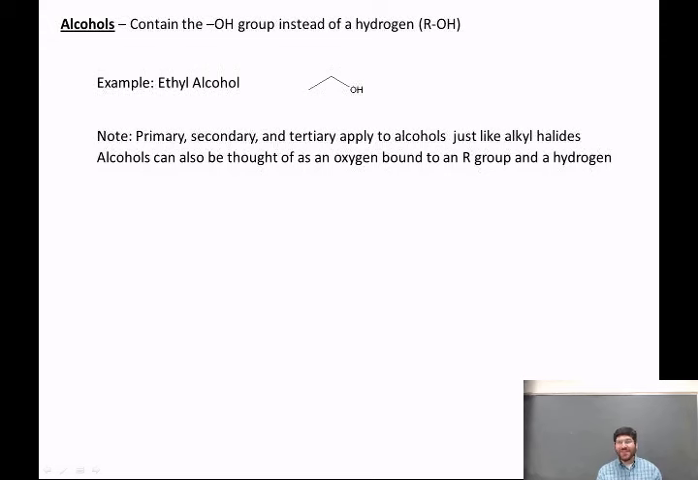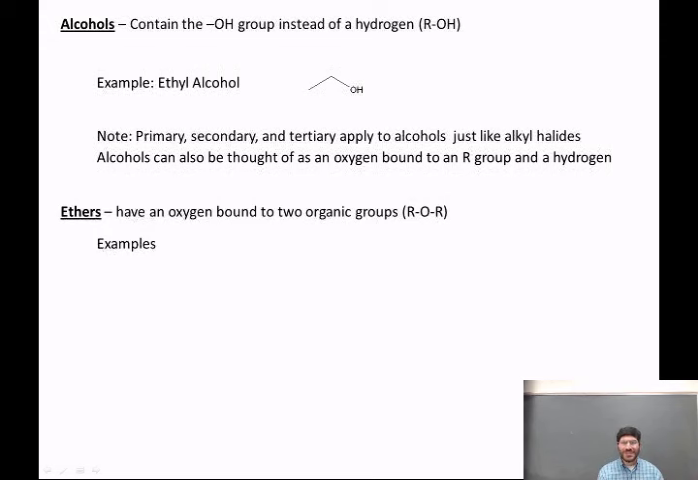Another way to think of alcohols is from the perspective of the oxygen. And in this case, they're an oxygen bound to one organic group and one hydrogen. If we increase the complexity slightly further, we run into ethers. And this is where you have an oxygen that is bound to two organic groups. We abbreviate this ROR.